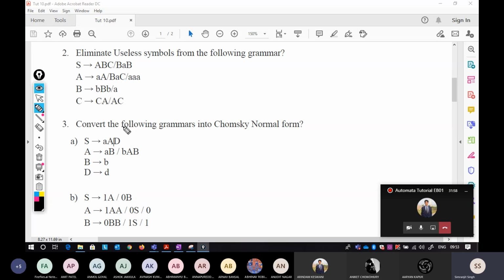There is no getting rid of your epsilon and null production. I think you can easily do this one. Just try it. This is not a dash here, so this is small a and d. I think I already told you the solution for this one. Just try it.